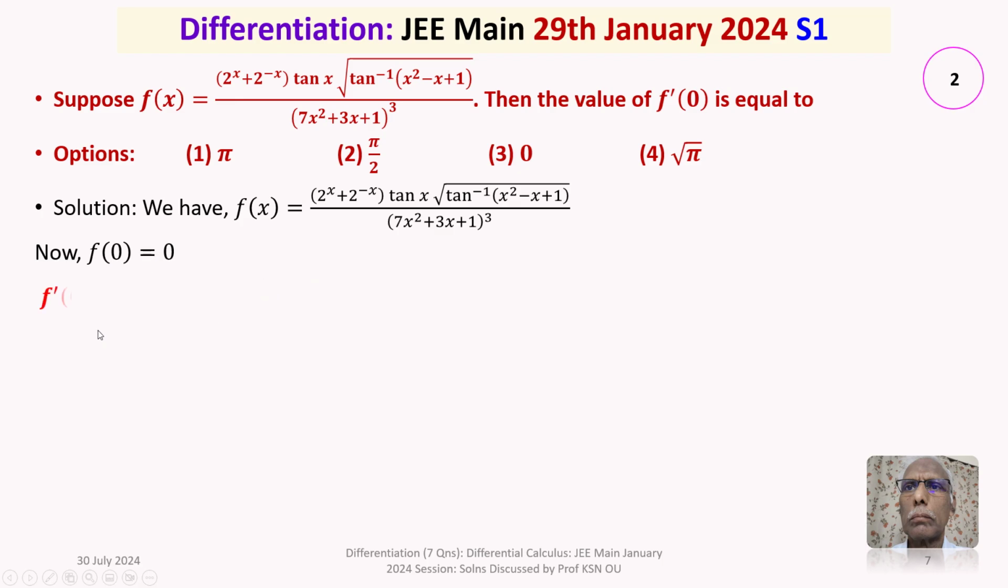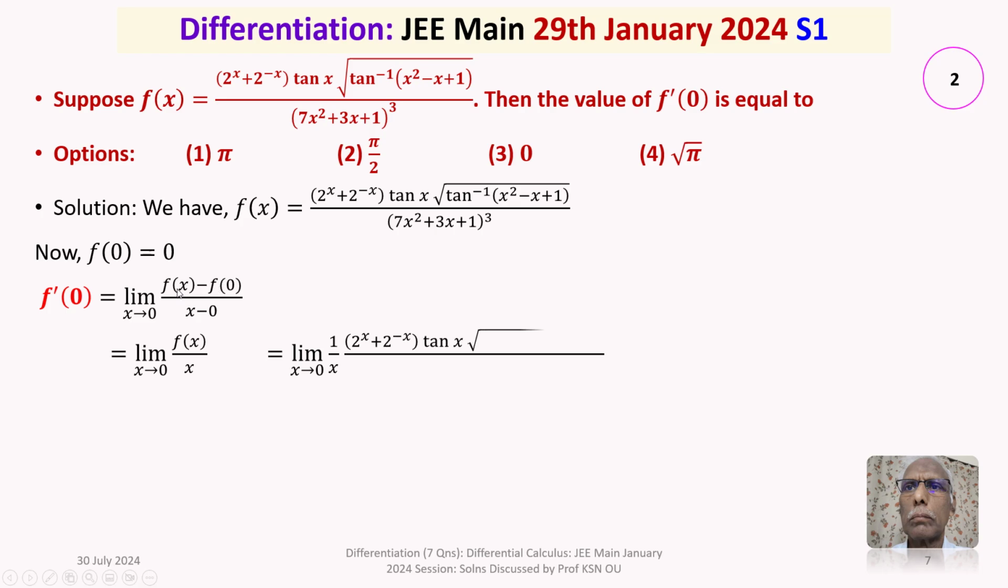Now apply. Now f prime 0 is equal to the limit as x tends to 0 of f of x minus f of 0 by x minus 0. We use the definition of the derivative, as differentiating this complicated quotient function is very difficult. So that is why we have chosen this. So this is equal to the limit as x tends to 0, f of 0 is 0, so it will be f of x by x. That will be equal to the limit as x tends to 0 of 1 by x into f of x. For f of x, the whole thing we have written.